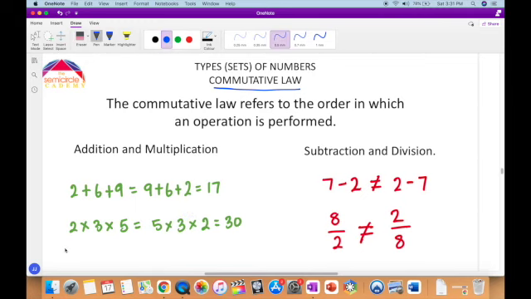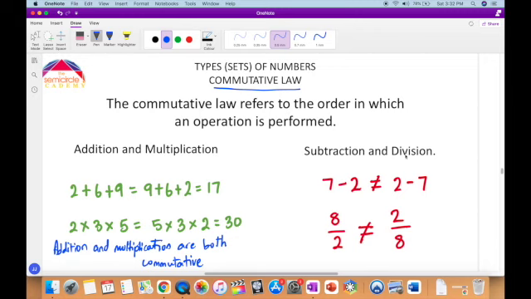So we could say here that addition and multiplication are both commutative. Sorry for the handwriting. I'll try to do better on this side.